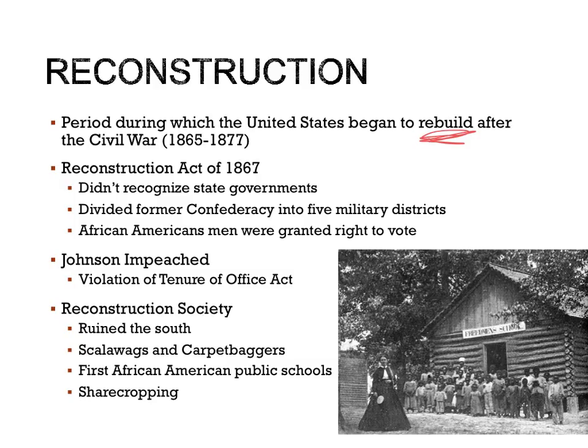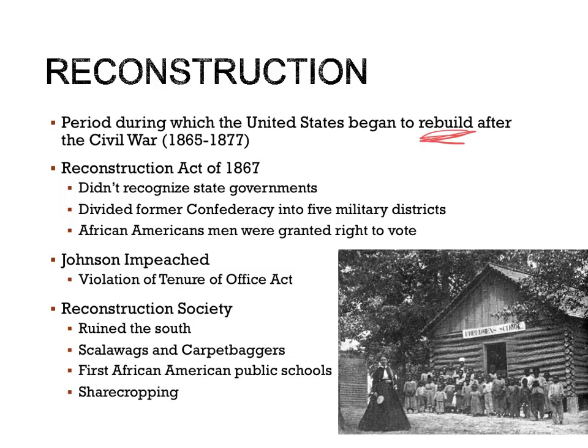Johnson was from Greenville, Tennessee, so he's a native Tennessean. He was the only Southern senator who did not secede from the Union during the Civil War. So he was a supporter of the North during the war. He was a moderate Democrat. He was a running mate in Lincoln's re-election for president of the United States. So he became president after the assassination of Lincoln.